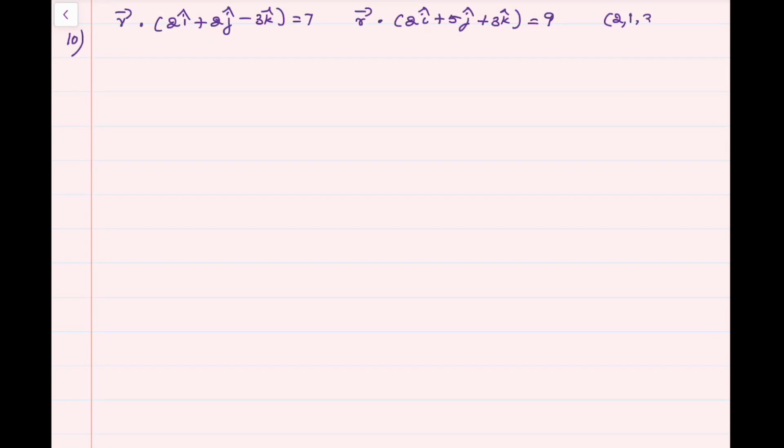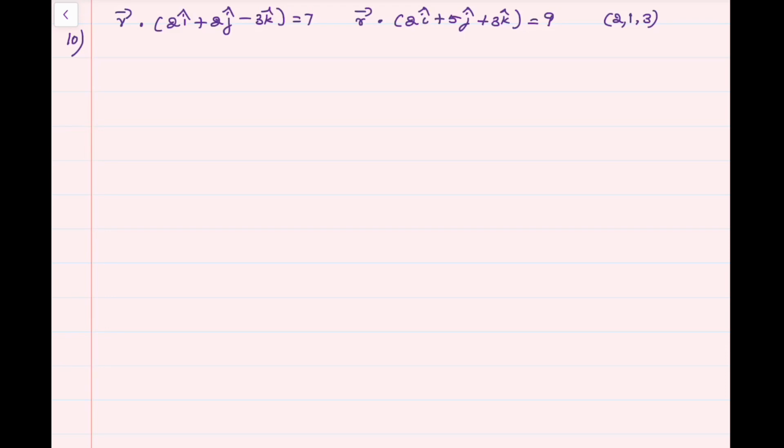Question number 10. Find the vector equation of the plane passing through the intersection of the planes vector r dot 2i cap plus 2j cap minus 3k cap is equal to 7 and vector r dot 2i cap plus 5j cap plus 3k cap is equal to 9, and through the point 2, 1 and 3. It is same as question 9, but here vector equations are given.